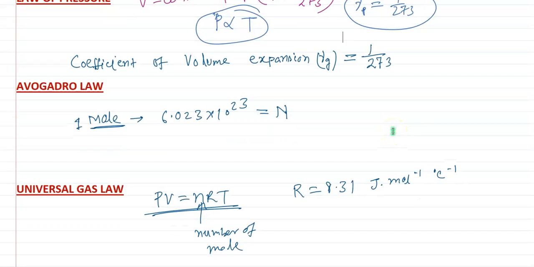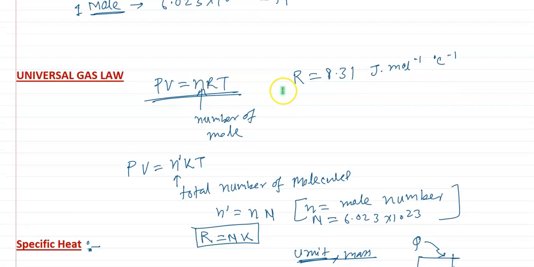And Avogadro's law tells that the number of molecules is proportional to V when pressure and temperature are constant. This is called Avogadro's law. And Avogadro defined that 1 mole of gas means 6.023 into 10 to the 23 number of molecules.